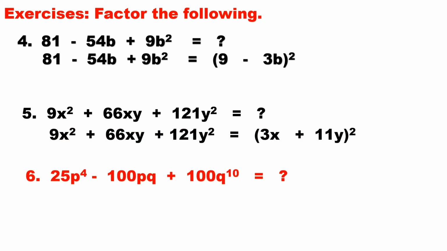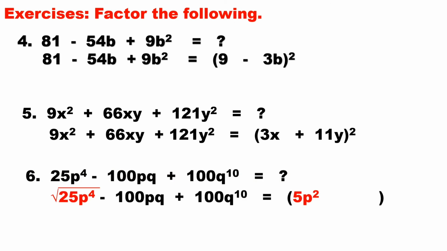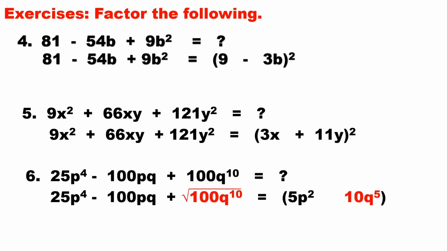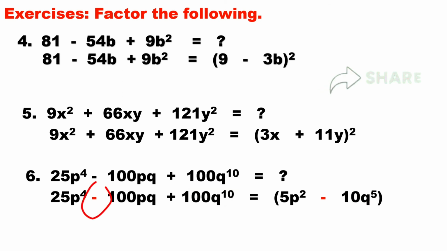Number 6, factor the trinomial square 25p to the fourth minus 100pq plus 100q to the 10. Let's continue. Square root of 25p to the fourth equals 5p squared. Square root of 100q to the 10 equals 10q to the fifth. Since the middle term of the trinomial is minus, minus also is the operation of the binomial factor. Square the binomial factor and that's the factor of the given trinomial square.